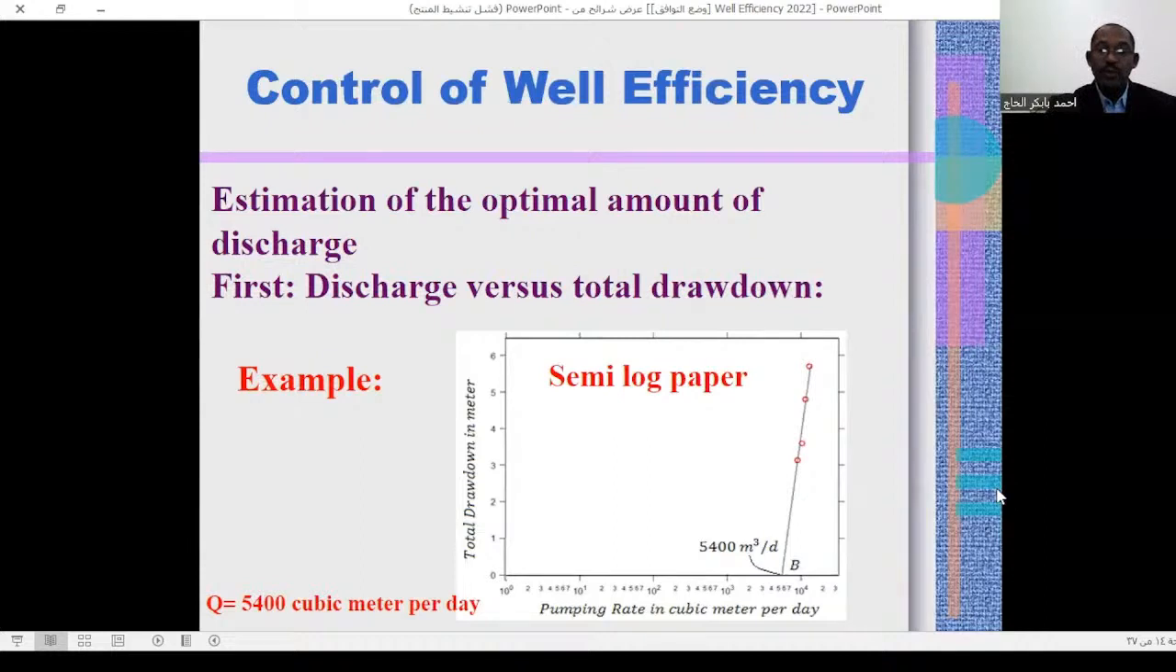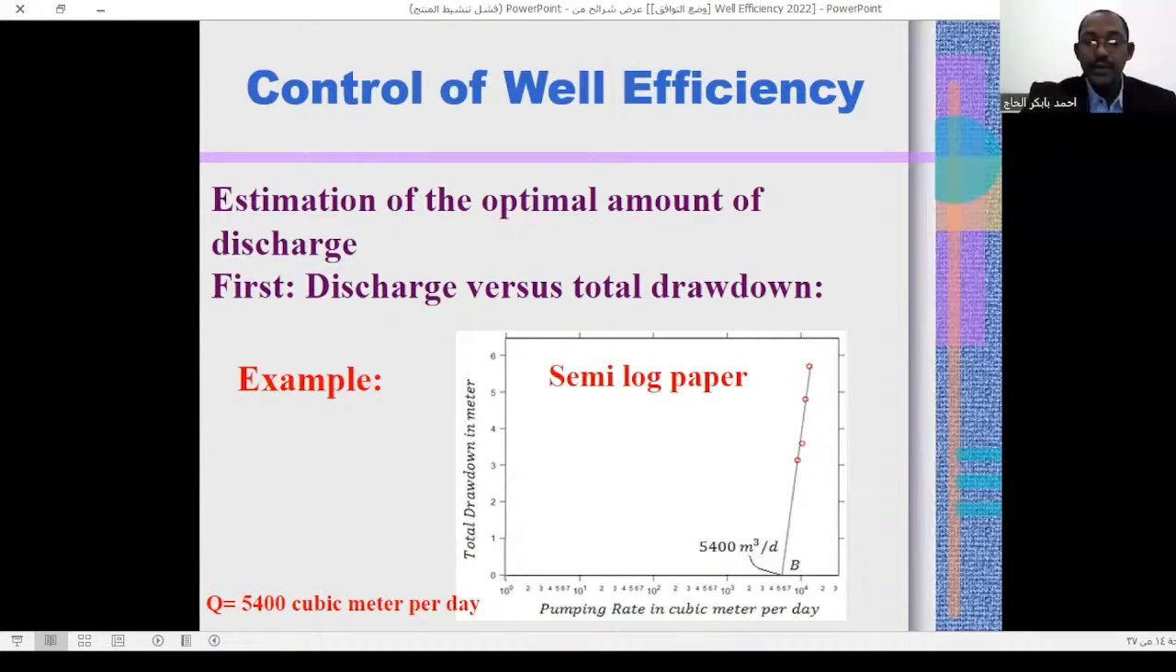Drawdown, plot vertically on the millimetric paper against the total discharge, horizontally on log paper, and the paper used is semi-log paper. At the crossing line at this point, the optimum amount of discharge equals 5,400 cubic meter per day.